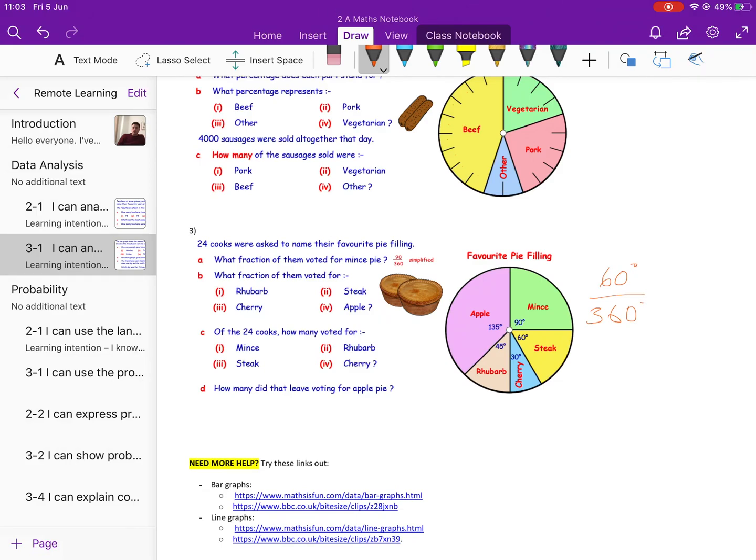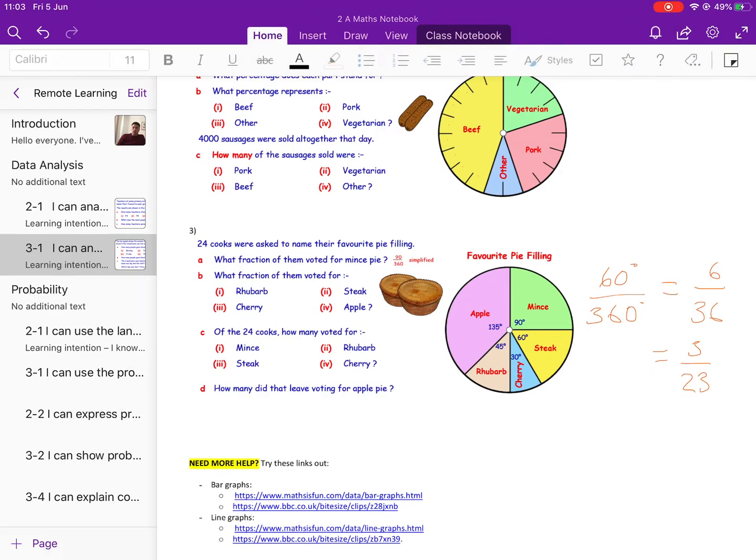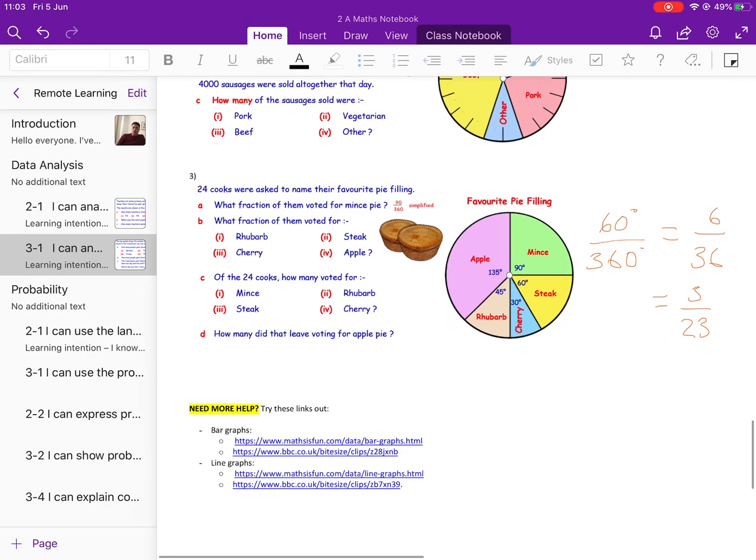So we can write that as a fraction, which you can obviously simplify down to 6 over 36, and again down to 1 over 6. So always simplifying it down, and that's getting it down to its lowest fraction. So that's just a slightly different version, just talking about the degrees, but same principle. And again, some links at the bottom for some help. So that's your task there.